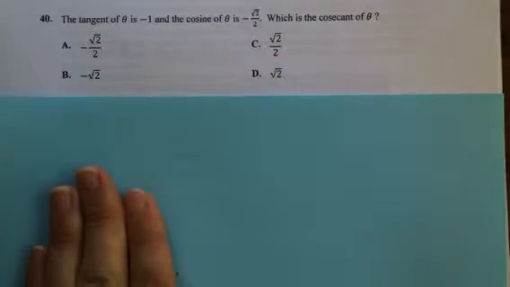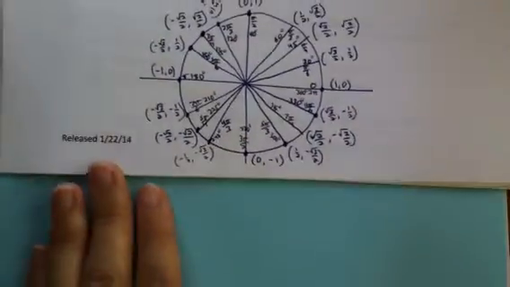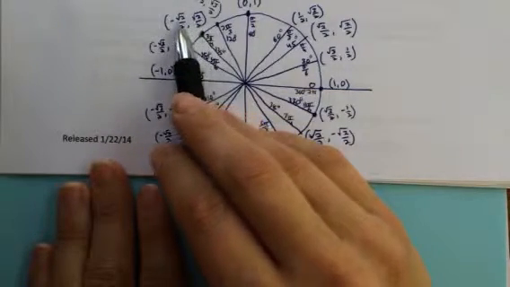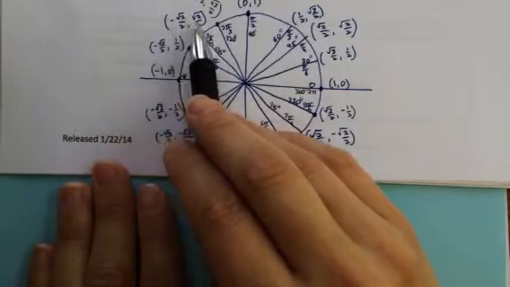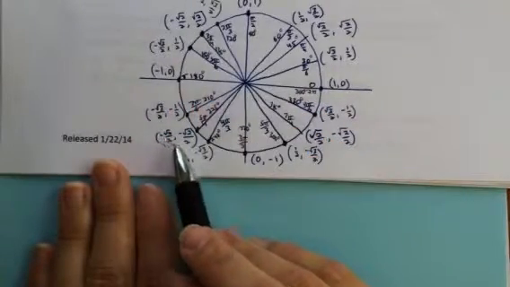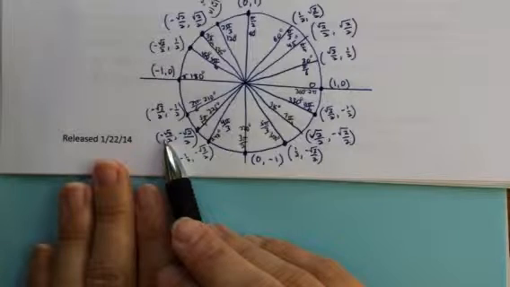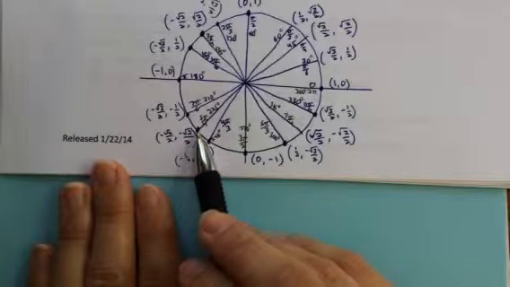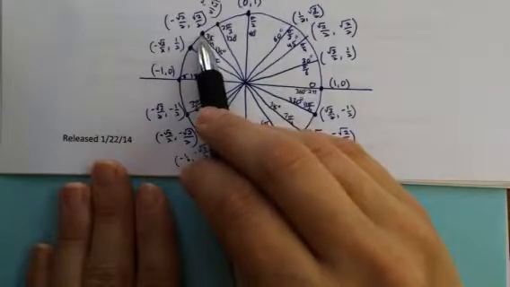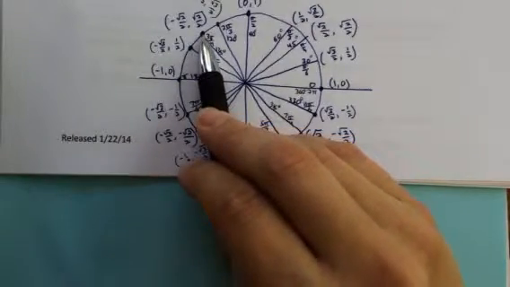But the tangent is -1. So the tangent is the y value over the x value. So a positive divided by a negative is a negative, and this thing over itself is 1. So that one's looking good. A negative divided by a negative is a positive, so that's not going to be -1. The tangent of this angle will be +1. So we now know our theta, but it doesn't ask for the theta.